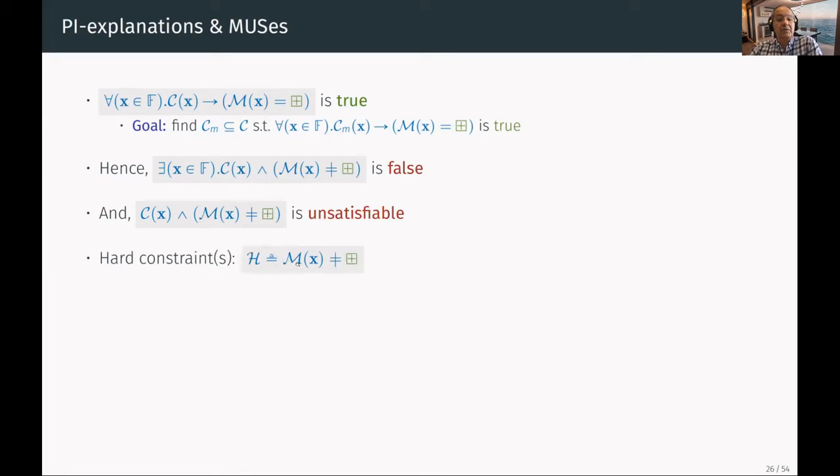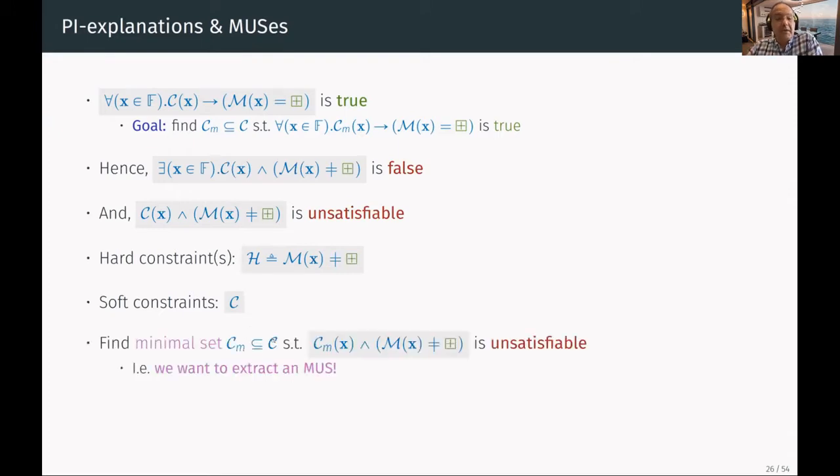And what I do now is, well, this I cannot change. This is my model. So we call them the hard constraints. This has to be satisfied. And the soft constraints is what I can be flexible about. And so I want to find a minimal subset of the soft constraints such that this is still unsatisfiable. So this corresponds to a MUS extraction.